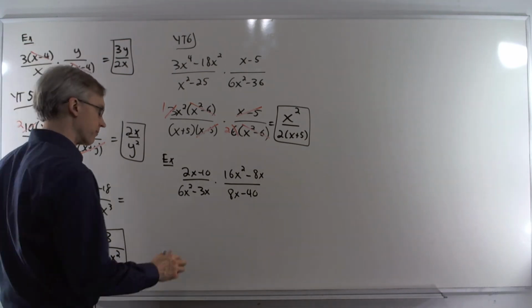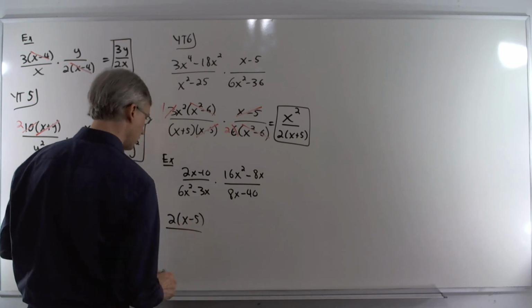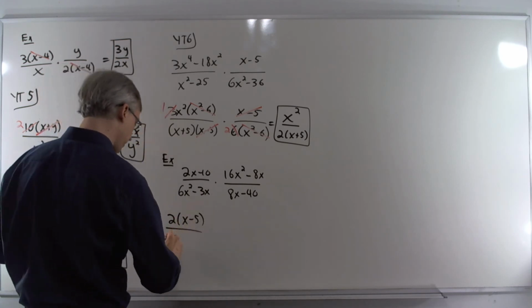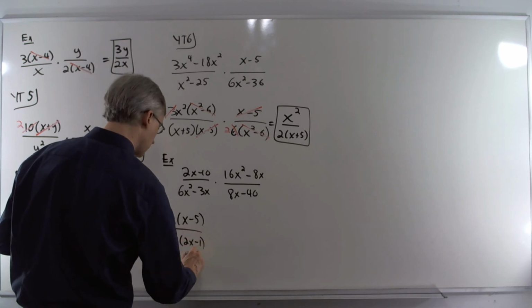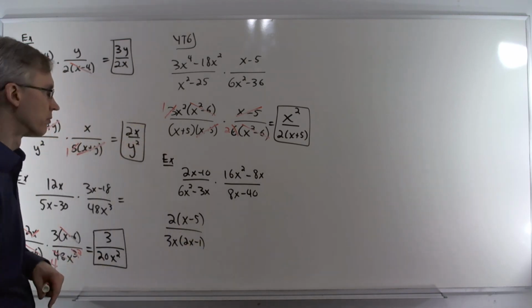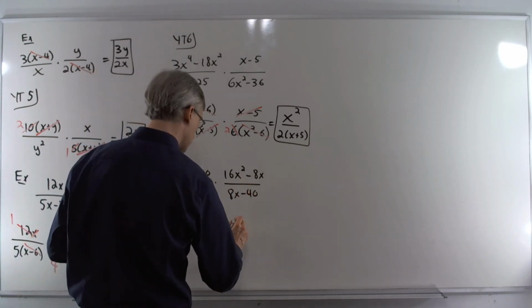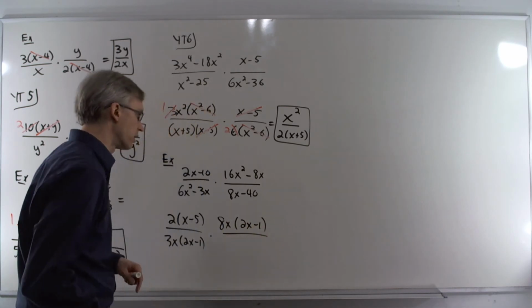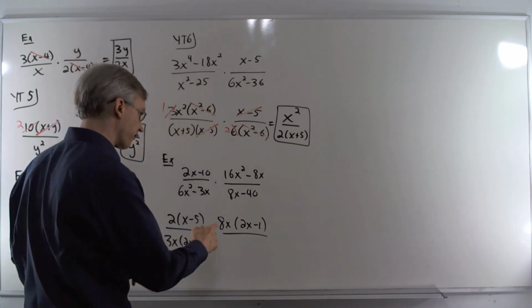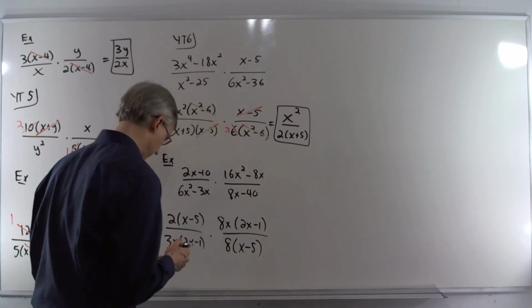Next example. Here we can factor out a 2. 2 times x minus 5. Here we can factor out 3x. 3x times 2x minus 1. And here we can factor out an 8x times 2x minus 1. And finally, we're going to factor an 8 out of here and get x minus 5.